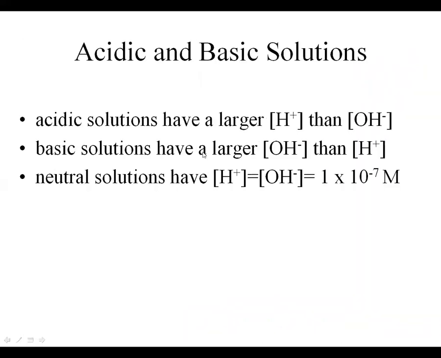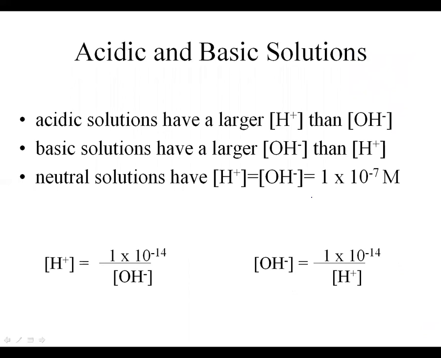So again, we could compare both of those to do the calculation. It's essentially the same calculation regardless of which one's given to you. You take 1 times 10 to the minus 14, which is a number you always have, and that is what KW equals. And you divide it by the concentration that is given to you. Again, make sure that you are using your exponent button.